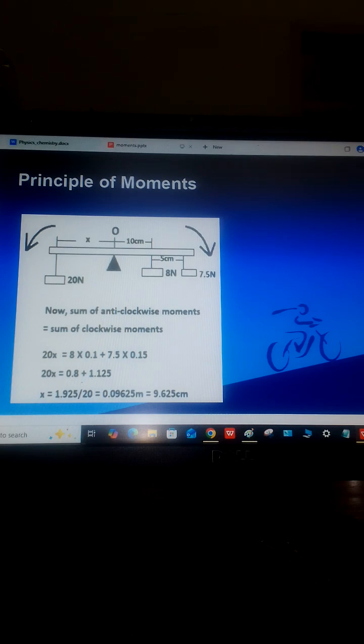And we have seen also how we can resolve forces, how we can find the vertical and horizontal components of a force when the force is acting at an angle.